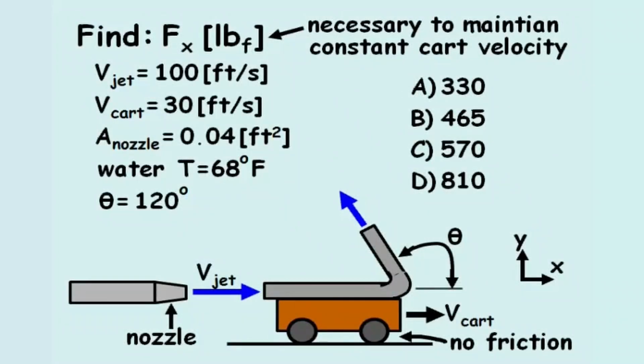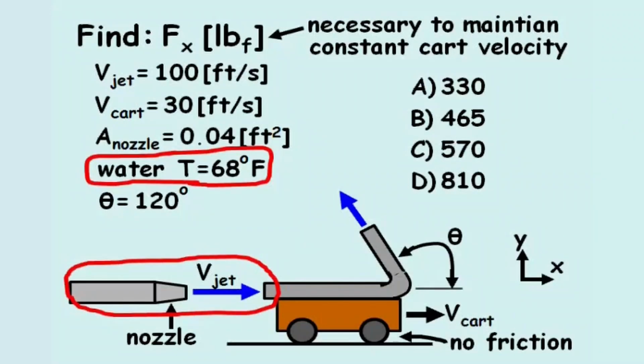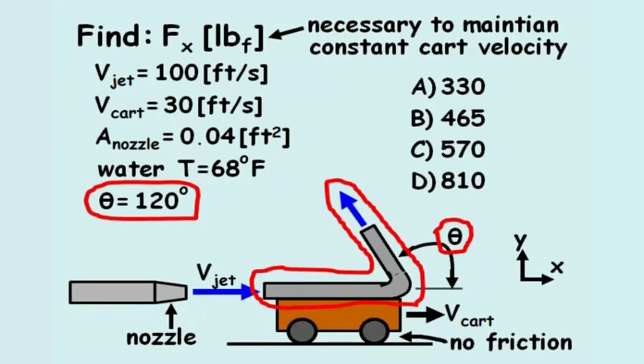Find the horizontal force, Fx, in pounds force, necessary to maintain a constant cart velocity. In this problem, a hydraulic jet sprays 68° Fahrenheit water through a pipe attached to a cart. The water is redirected 120 degrees through the pipe.